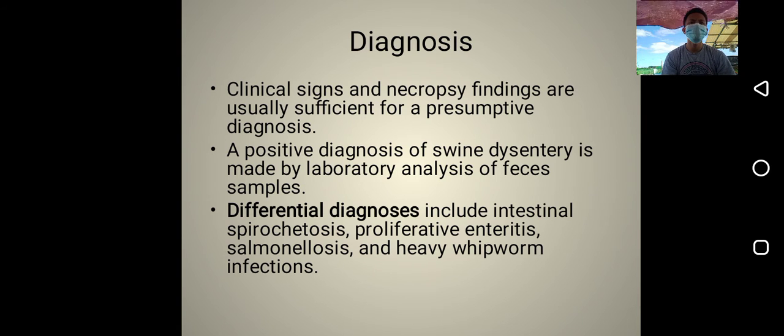Diagnosis. Clinical signs and necropsy findings are usually sufficient for a presumptive diagnosis. A positive diagnosis of swine dysentery is made by laboratory analysis of feces samples. Differential diagnoses include intestinal spirochetosis, proliferative enteritis, salmonellosis, and heavy whipworm infections.